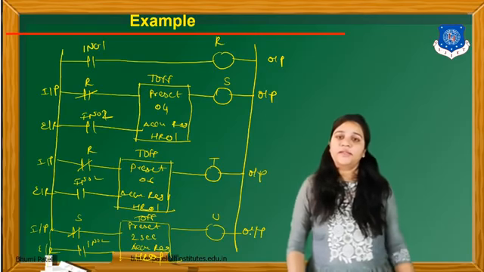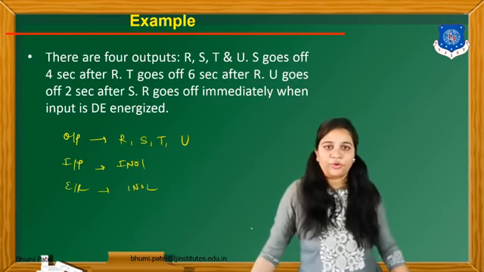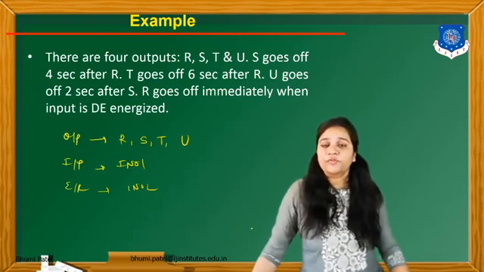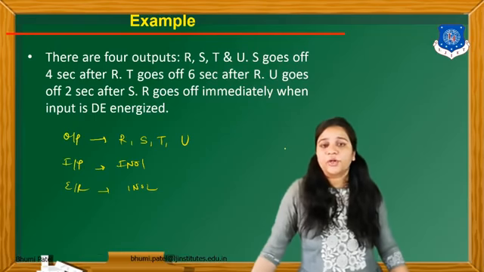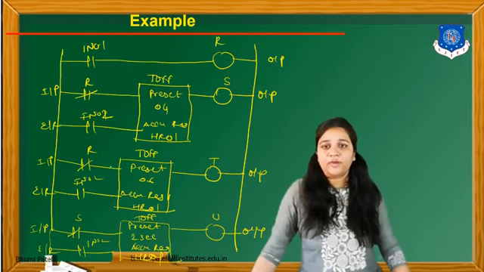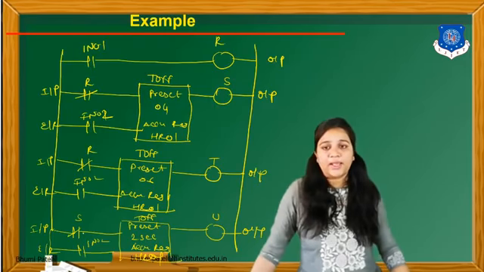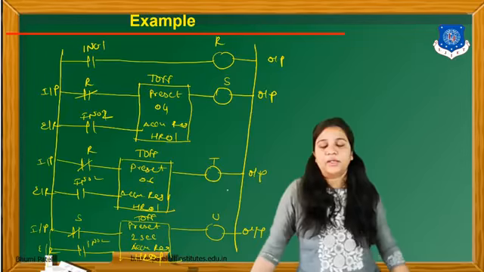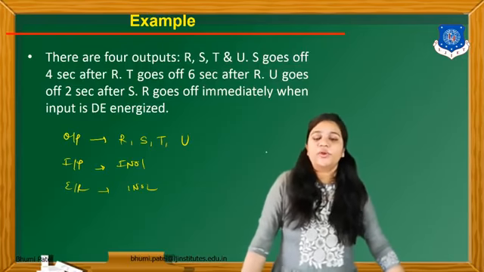Okay, now let's check the conditions. The first is there are 4 outputs that we have to draw. S goes off 4 seconds after R. So after R, S goes off. Then T goes off 6 seconds after R. Again after R, after 6 seconds T goes off. Then U goes off 2 seconds after S. So we can take S as the input for U, and we can take the preset value 2. And R goes off immediately when the input is de-energized.